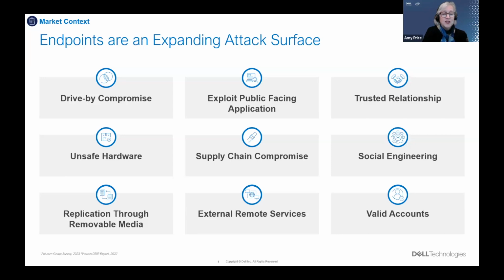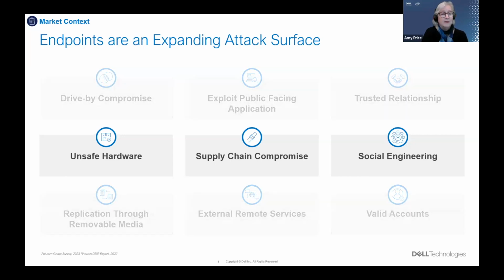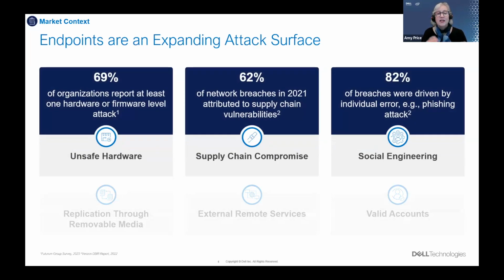So I'm going to focus in on a few of these specifically: unsafe hardware, supply chain compromise, and social engineering. Now, these are statistics that come from recent reports. 69% of organizations report some kind of hardware or firmware level attack. This is something that's coming either directly into the endpoint or is being inserted in a very nefarious way.